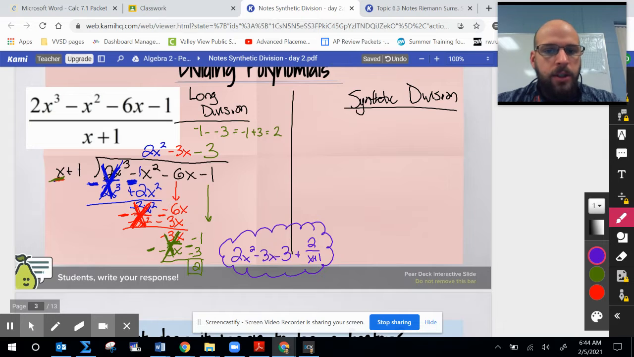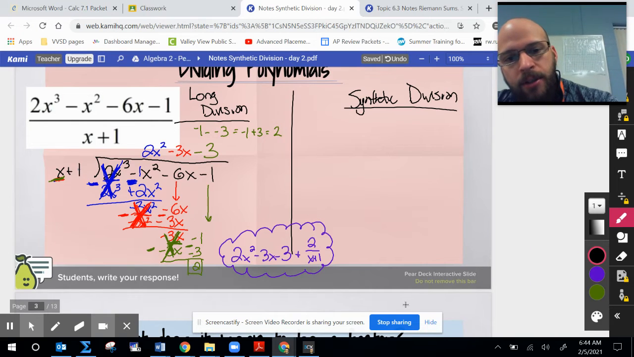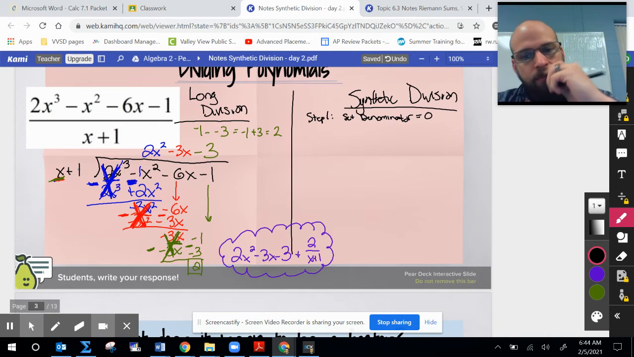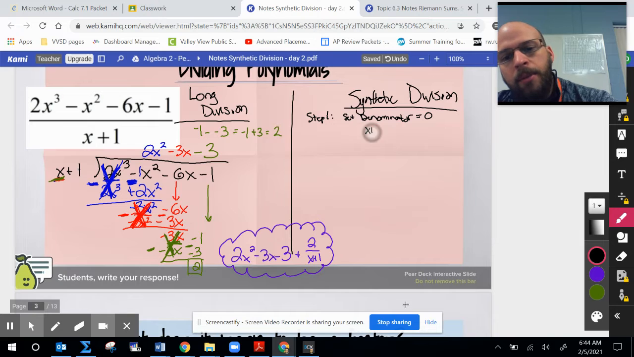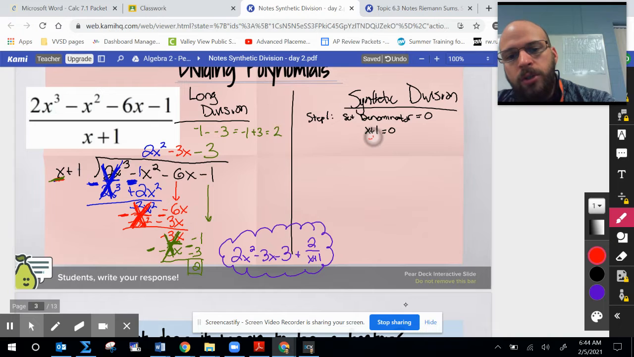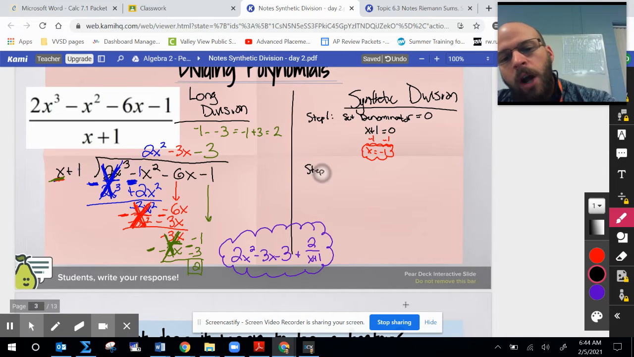Okay? So now I want to do the exact same problem with synthetic division, and I like to do this in 2 steps. So step 1, we are going to set the denominator equal to 0. The denominator in our problem was x plus 1. We're going to set that equal to 0. I'm going to solve that, and I get x equals negative 1. Now you're probably wondering, what do we do with that?